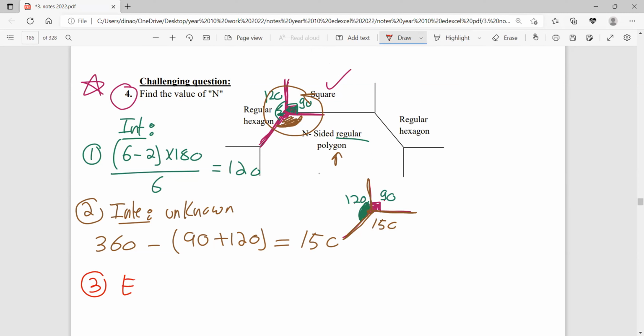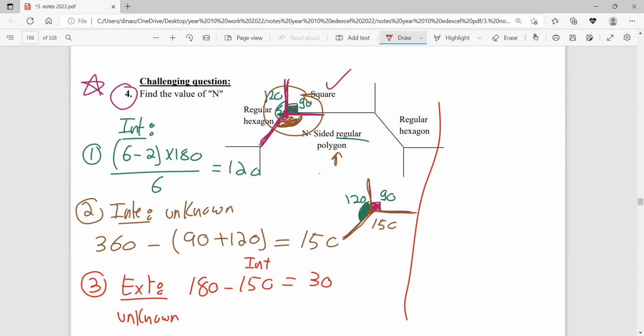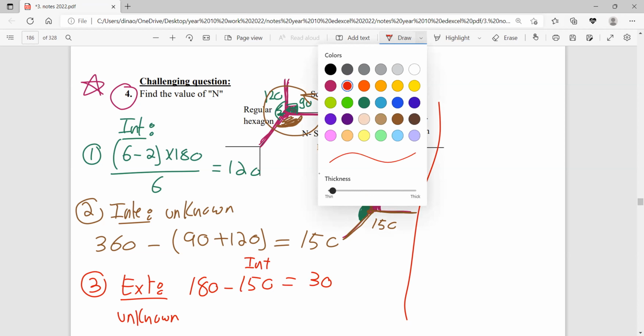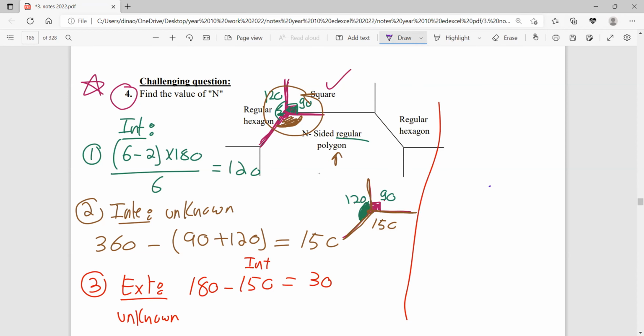Any interior plus its exterior is equal to 180. So if I want to find the exterior of the unknown shape, I can subtract 150 from 180. The exterior is equal to 180 minus the interior بتاعتها. فال 30 degrees دي هي الاكستيرير بتاعت unknown. تقول لي يا مس بس هي مش موجوده على الرسمه. ولا يفرق معايا موجوده على الرسمه مش موجوده على الرسمه.